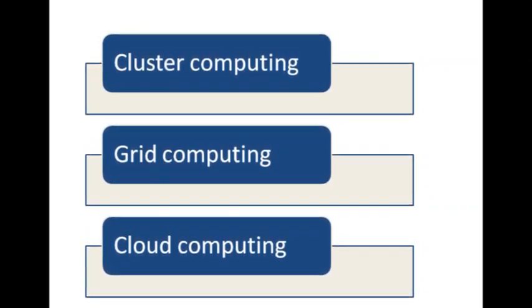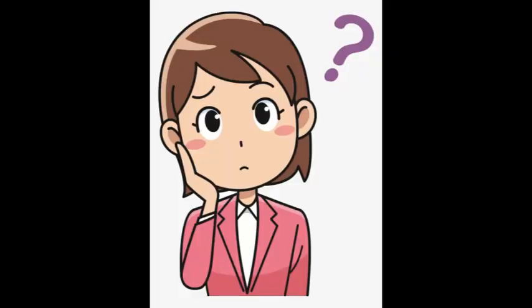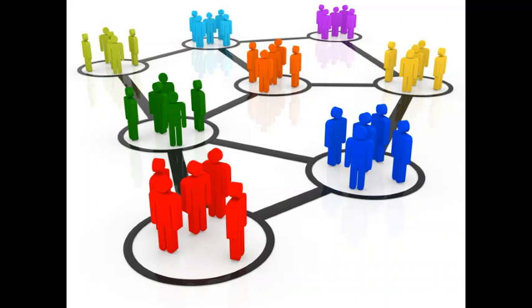So basically there are three terms, namely cluster computing, grid computing, and cloud computing. And most of the time people get confused with these three terms because their function is quite similar to each other. But obviously there is a difference between these three terms. So let us understand these three concepts with the help of a short story. And this story would give you an overview of all these three concepts and help you understand better.